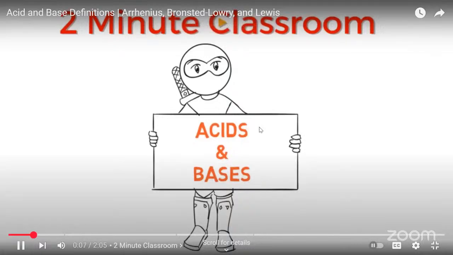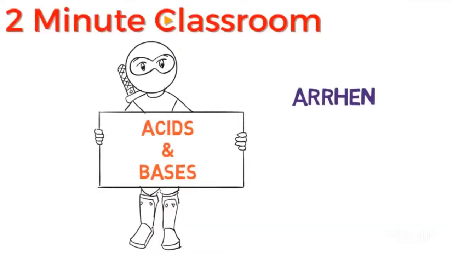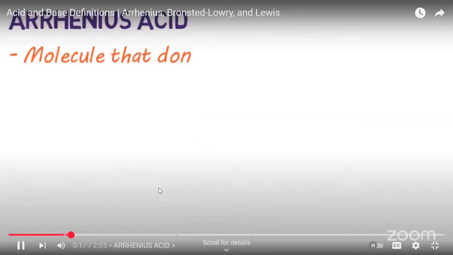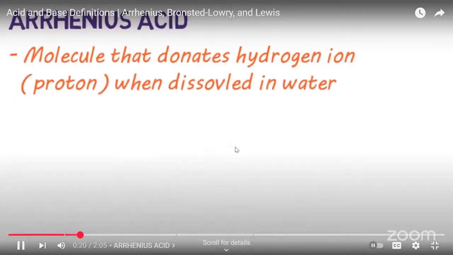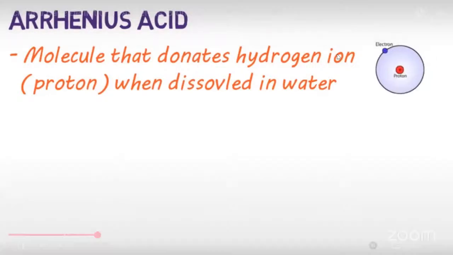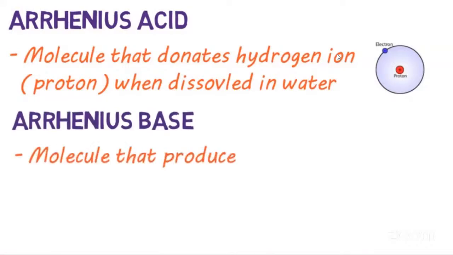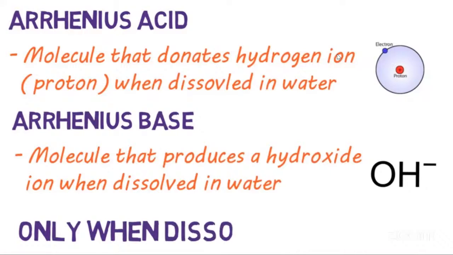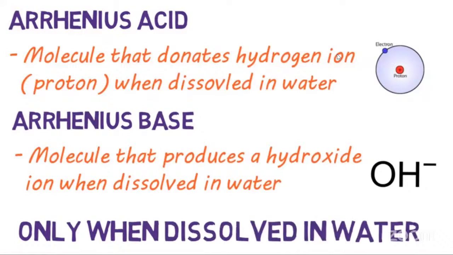By looking at 3 different definitions: Arrhenius, Bronsted-Lowry, and Lewis. The Arrhenius definition is probably the most familiar to you. An Arrhenius acid is a molecule that will donate a hydrogen ion or a proton when dissolved in water. We call it a proton because a typical hydrogen atom has only 1 proton and 1 electron. So if you make it a cation by removing the electron, all you have is a proton. An Arrhenius base is a molecule that will produce a hydroxide ion when dissolved in water. So the acid provides a proton and the base provides a hydroxide. However, this is only when dissolved in water, and that's where the other definitions come in.